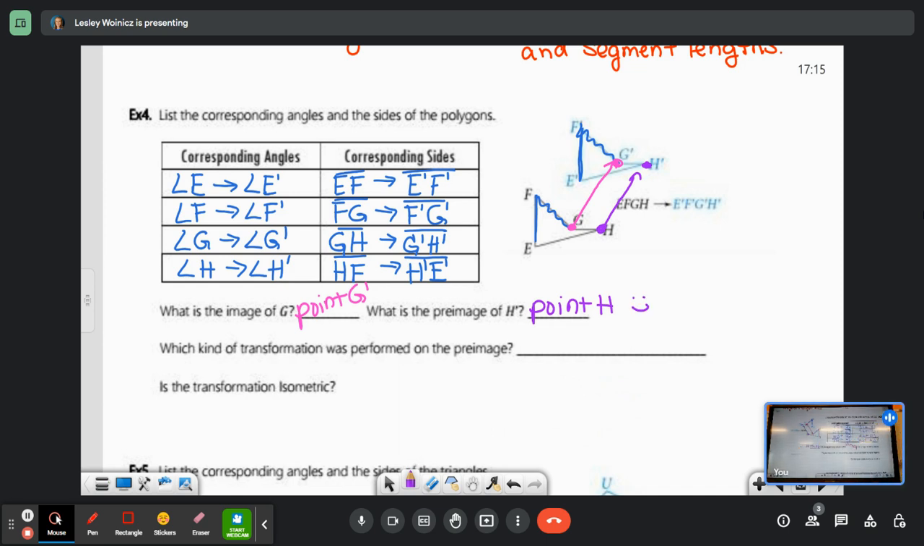Okay, what transformation was performed on this pre-image to get the image? Well, it didn't get spun around. It didn't get reflected in an axis. It just kind of got slid, right? So this is a translation, and translations are one of our isometries. So we say yes. The angles stayed the same, the segment length stayed the same. These figures are congruent.